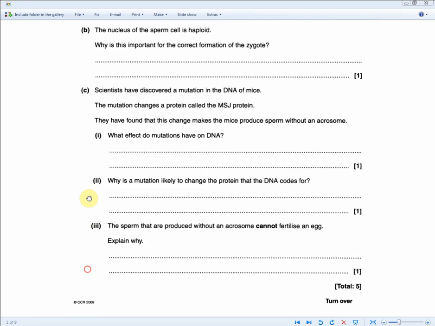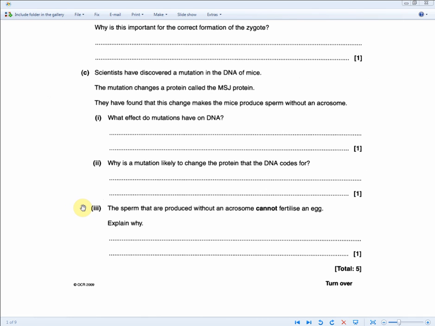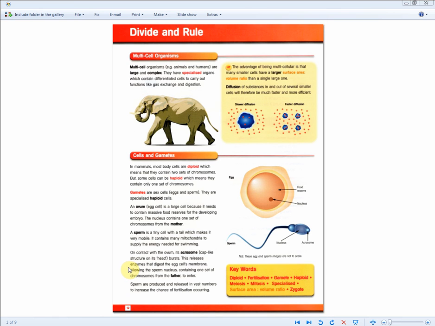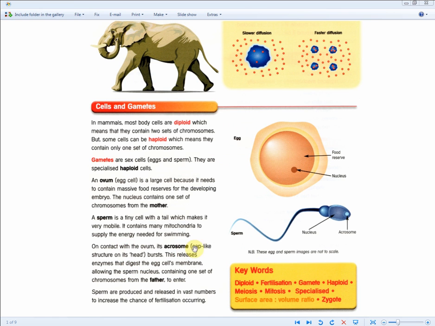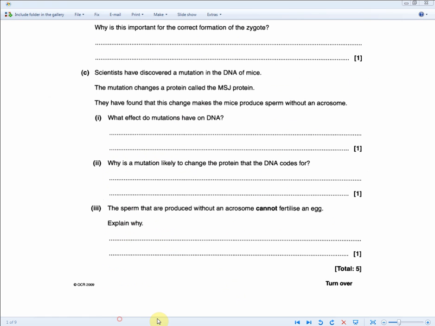And finally, for this page, the sperm that are produced without an acrosome cannot fertilize an egg. Explain why. So for 1 mark, you need to remind yourself that the purpose of the acrosome is that inside there are enzymes, and the enzymes are used to digest the egg cell's membrane. So if you don't have the acrosome, you don't have the enzymes to break in. So if you can't break in, you can't fertilize. Just to remind you guys, we are told that here: on contact with the ovum, its acrosome, a cap-like structure on its head, bursts. This releases enzymes that digest the egg cell's membrane, allowing the sperm nucleus containing 1 set of chromosomes from the father to enter. So basically, no acrosome, no entry. So let's move on to the next question.